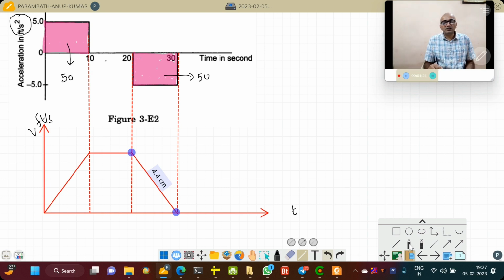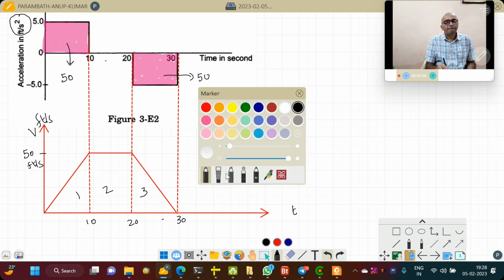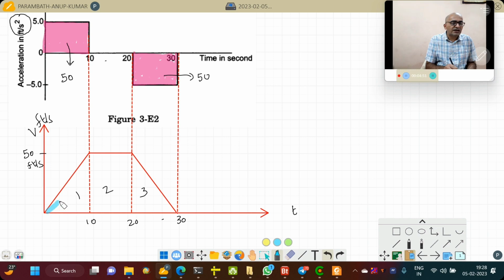We can say that it has 3 regions: region number 1, region number 2, and region number 3. This is more like a trapezium, students. We can say that this is 50 feet per second, and this is 10 seconds, this is 20 seconds, and this is 30 seconds. Area under this graph, that is this particular area, gives me the distance covered. Actually, it is the displacement, but because it is on the positive side only, distance is equal to displacement. I hope you are able to capture what I am saying.